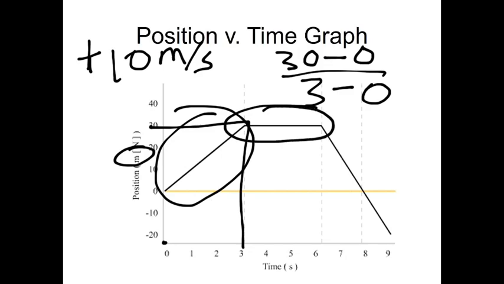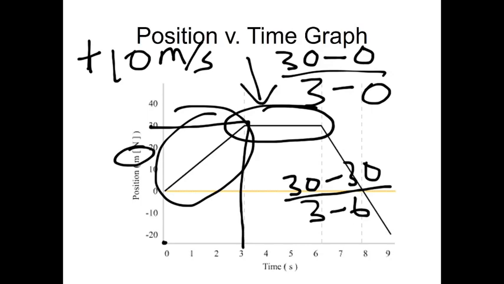Now let's also say that we were asked to find the velocity during this segment, from 3 seconds to 6 seconds. We already know at 3 seconds our y coordinate is 30. At 6 seconds, our y coordinate is also 30. So 30 minus 30, change in y, over change in x, which is 3 minus 6. So 30 minus 30 is 0. When you have a horizontal line on a position time graph, that indicates 0 velocity. That means the object is stopped. It's not moving during this segment of the graph.